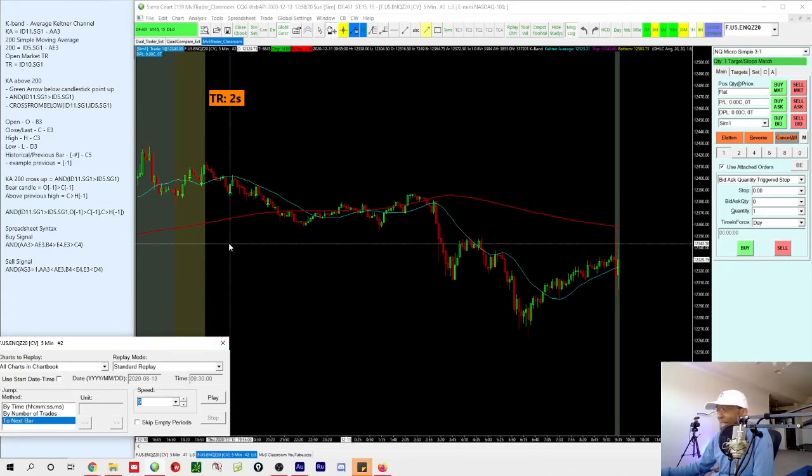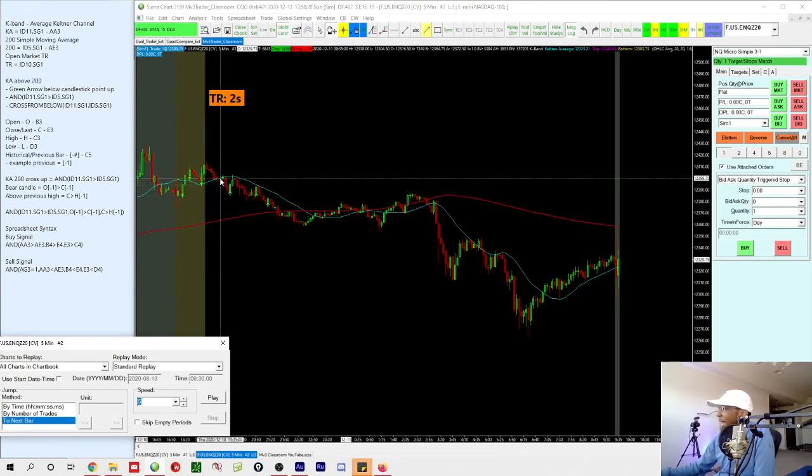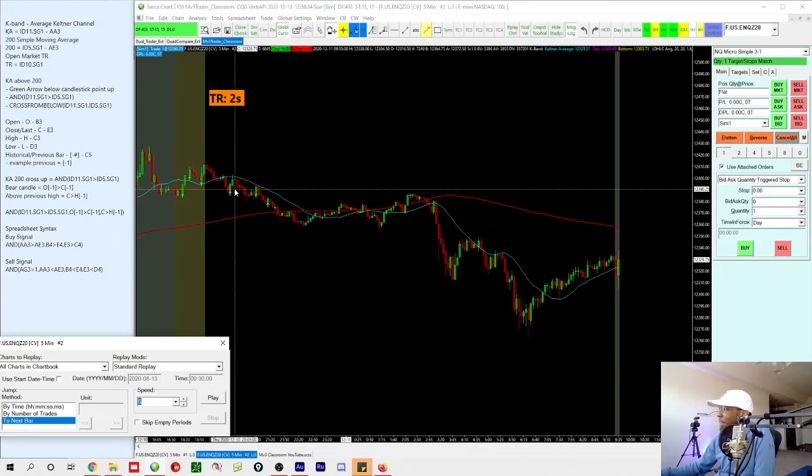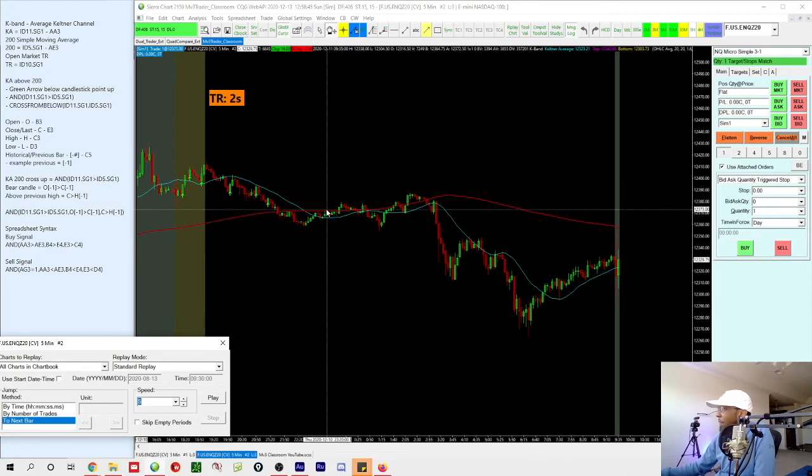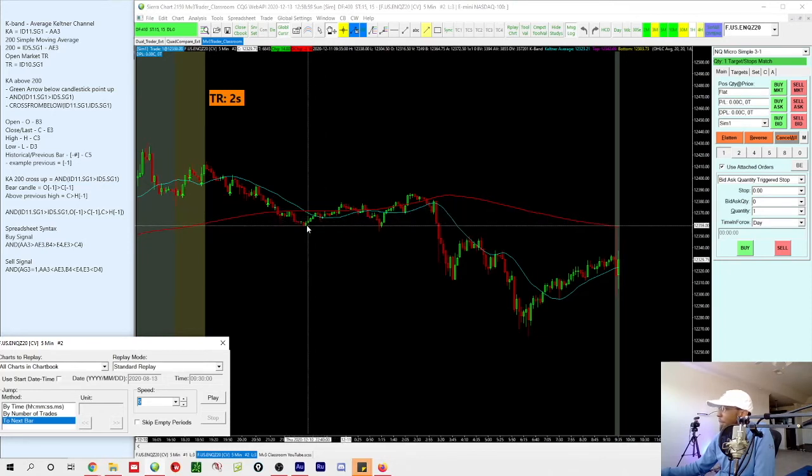It can take a while for us to trigger, but what we are looking for is, as we can see over here, the KA is above the 200, and then if we have a bearish candle, we want the close or the last price to take out the high of that bearish candle. Okay, that's for a long trade. And for a short trade, we're actually looking for the opposite. What we want is the KA to be below the 200, and if we have a bullish candle, we want the last price to take out the low of that previous bullish candle.